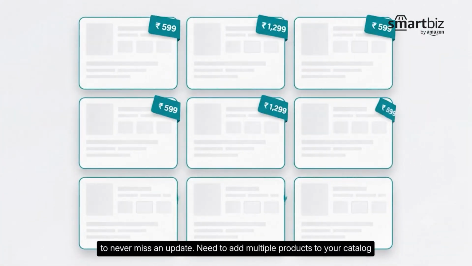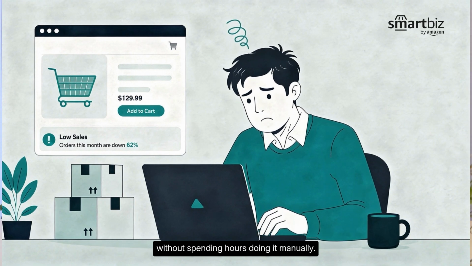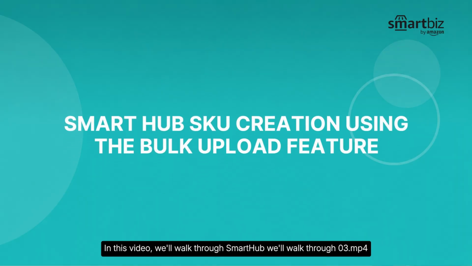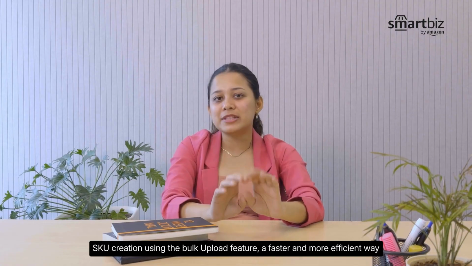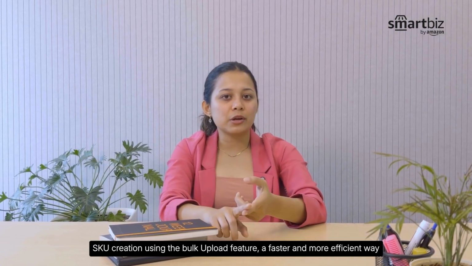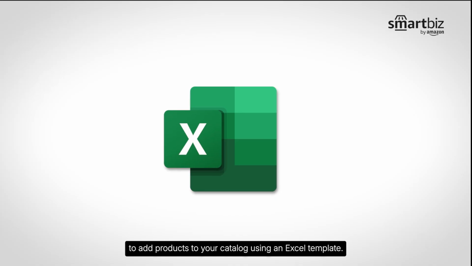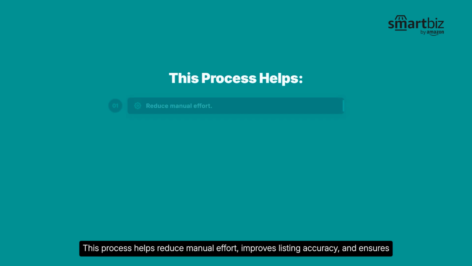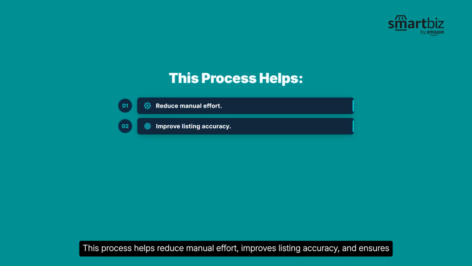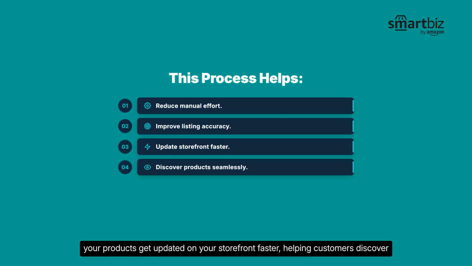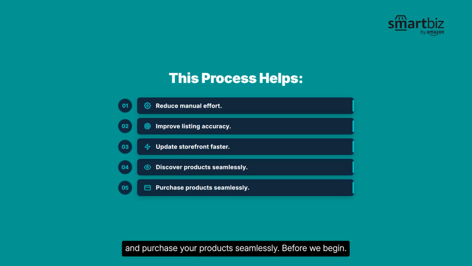Need to add multiple products to your catalog without spending hours doing it manually? In this video, we'll walk through SmartHub SKU creation using the bulk upload feature, a faster and more efficient way to add products to your catalog using an Excel template. This process helps reduce manual effort, improves listing accuracy, and ensures your products get updated on your storefront faster, helping customers discover and purchase your products seamlessly.